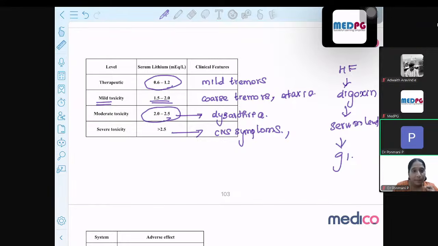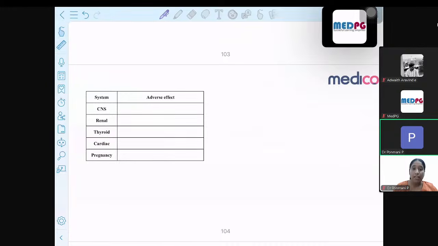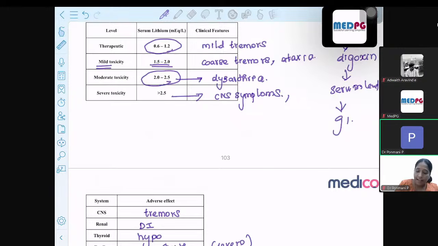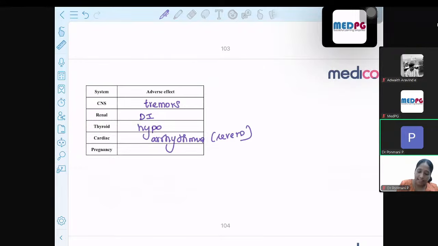Similarly, mild tremors are seen even with the therapeutic doses of lithium. So the CNS adverse effect of lithium is tremors, and the renal side effect is that it causes diabetes insipidus. It can cause hypothyroidism, and in the cardiac system, it causes arrhythmias, which are mostly seen in severe doses. So you can add arrhythmias here. In addition, it can cause Ebstein anomaly in the baby if it is given in pregnancy.